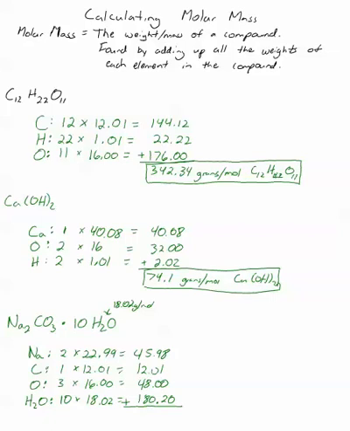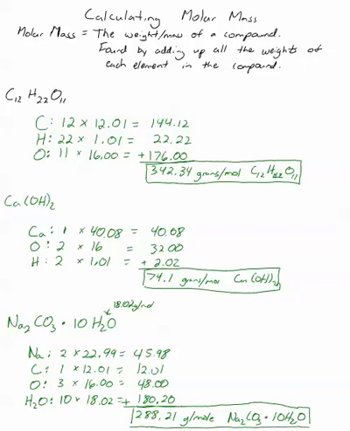And so, when you do that, we should get 288.21 grams per mole for Na2CO3. It's bonded with 10 waters. Again, this is what we call a hydrate, okay, because it has water attached to it.